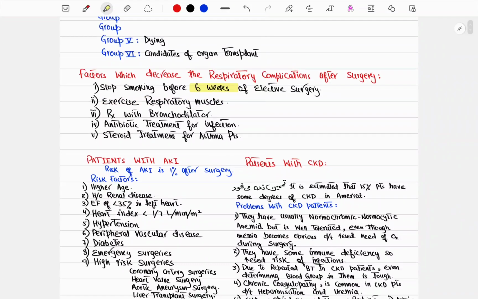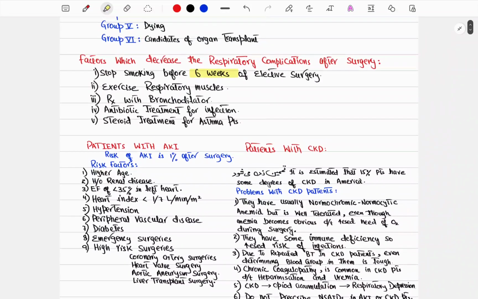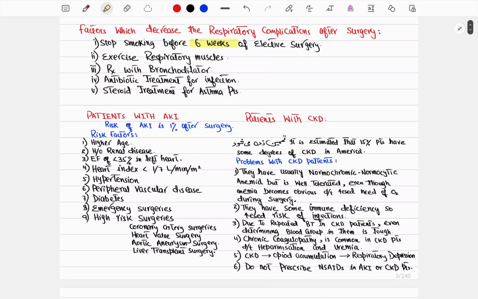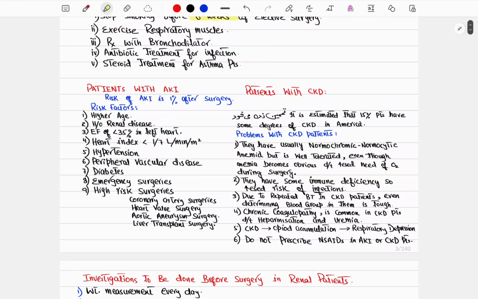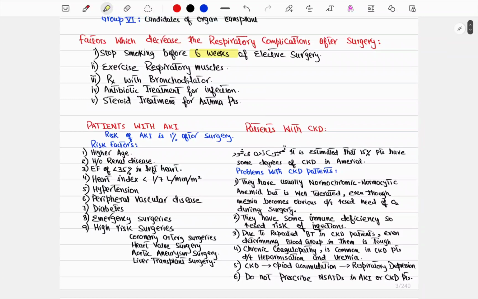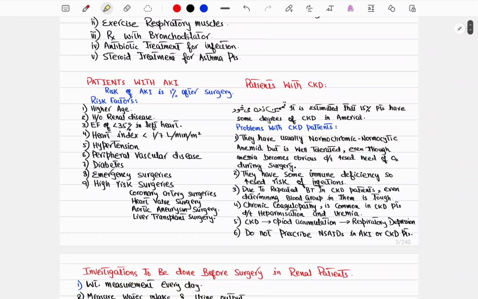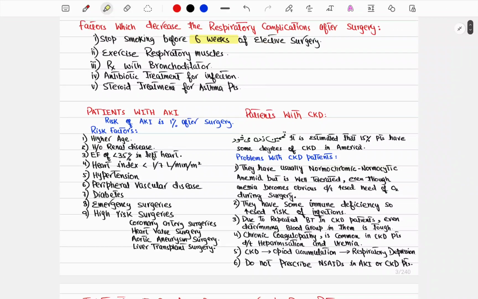Similarly, now the renal assessment, for patients who have AKI. So what to do with patients with AKI? We know that the most common complication after surgery is AKI. The risk of AKI is almost 1% after surgery. So what are the risk factors that predispose a surgery patient to AKI?